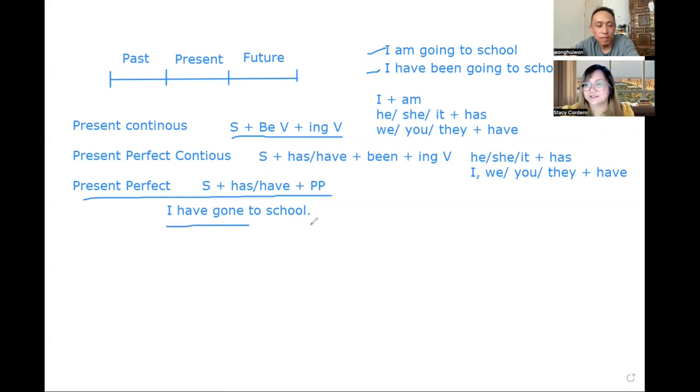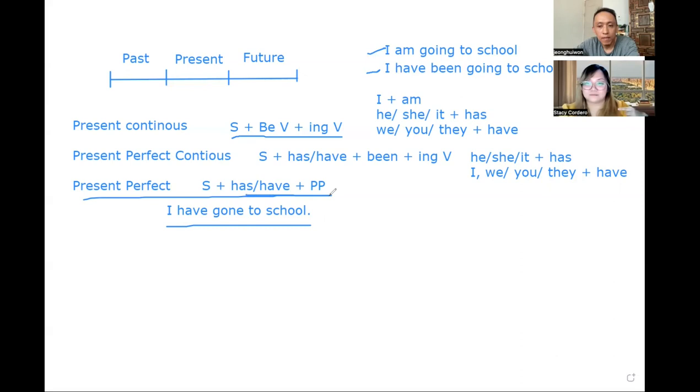Now, I have gone to school. What about this one? Can you please explain it to me? I used to go to school before, not now. Yes. Or I have gone to school, present perfect. We use has, have plus PP when it just stopped. It just finished. It is still resulting, right?